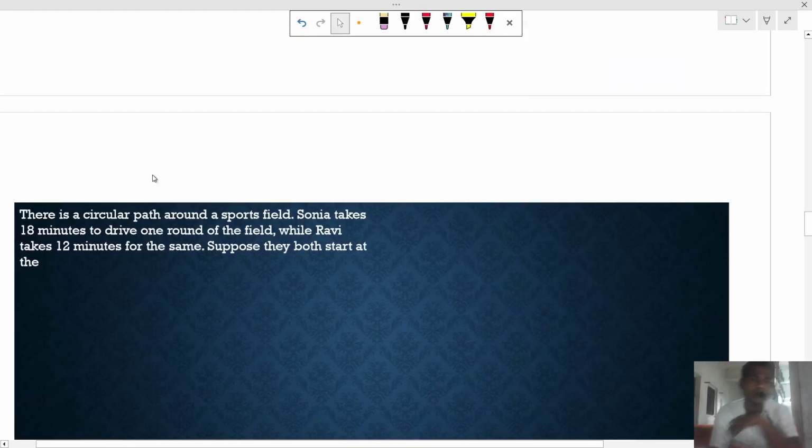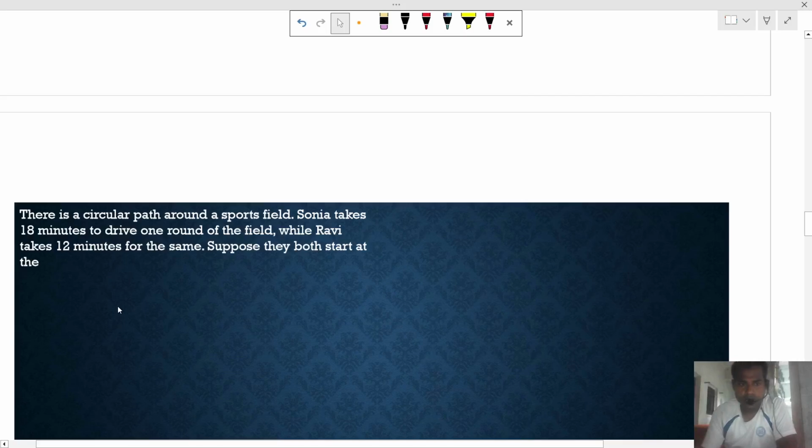Next, this is a most important question, very most important question, because this also came in competitive exams. Okay, there is a circular path around a sports field. Sonia takes 18 minutes to drive around the field, while Ravi takes 12 minutes. The concept is we must find the LCM so that we can find when they meet next time. The full question will be when they meet again, so he is asking the LCM indirectly.